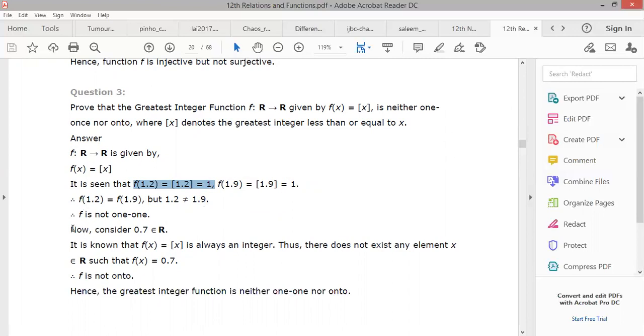For onto, we take one point, say 0.7, in the codomain set. We see that f of x, the greatest integer, is always an integer, but it never gives 0.7. So there exist fractional points in the codomain set that are not mapped to any element of the domain. Hence we conclude that f is not onto. Hence the greatest integer function is neither 1-1 nor onto.